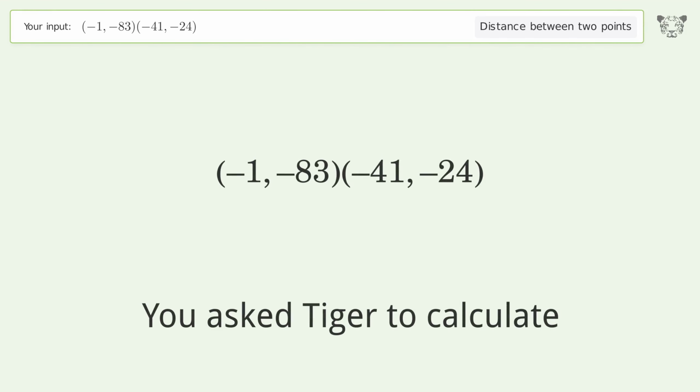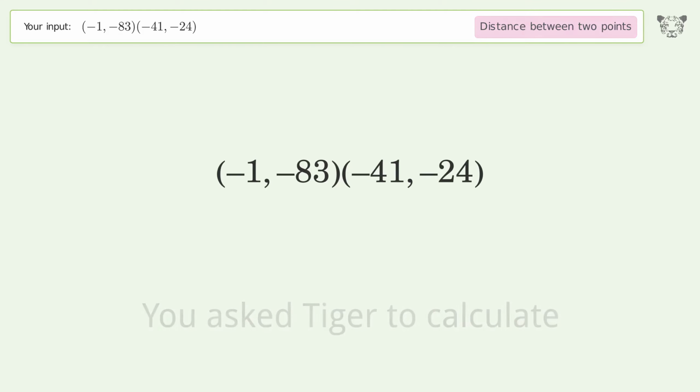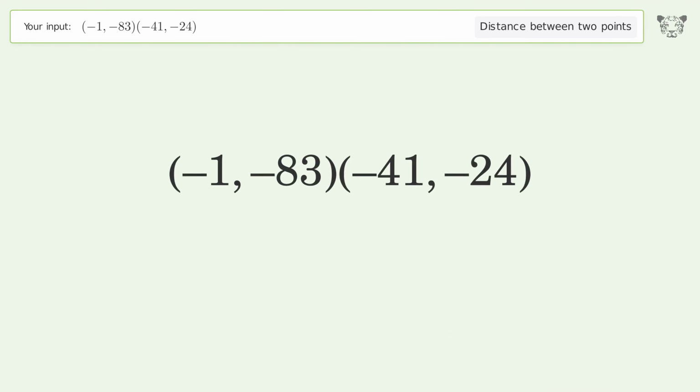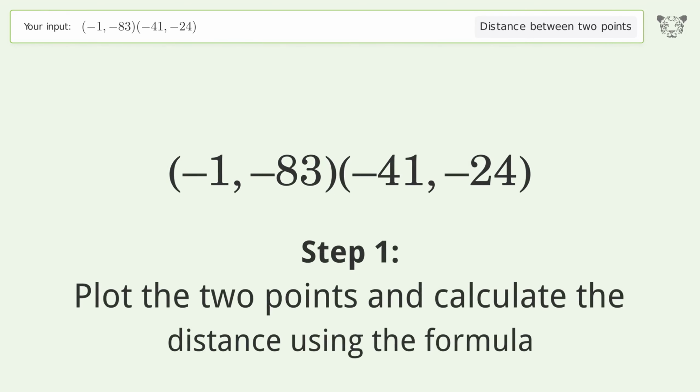You ask Tiger to calculate. This deals with the distance between 2 points. The distance between the 2 points is the square root of 5081, or 71.281. Let's solve it step by step. Plot the 2 points and calculate the distance using the formula.